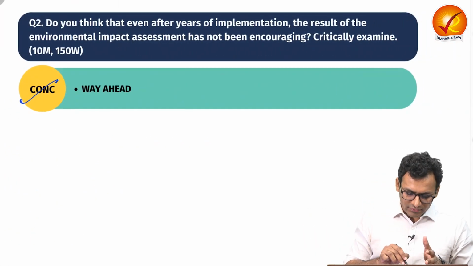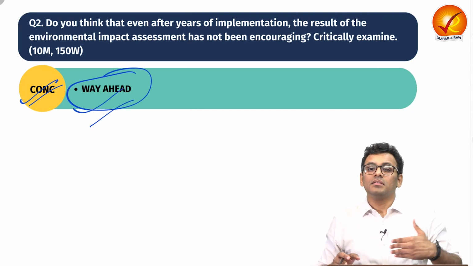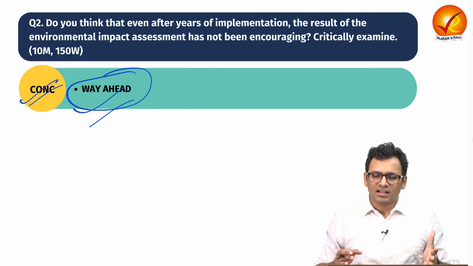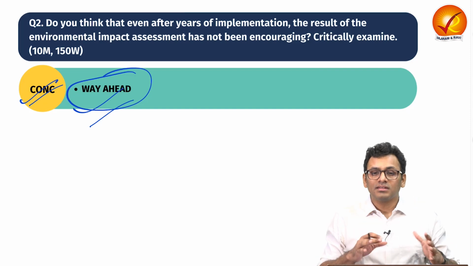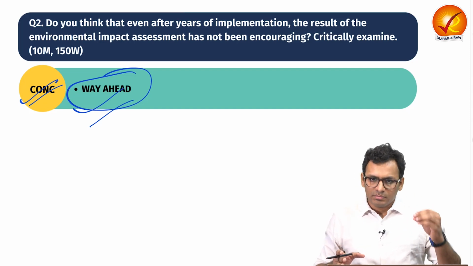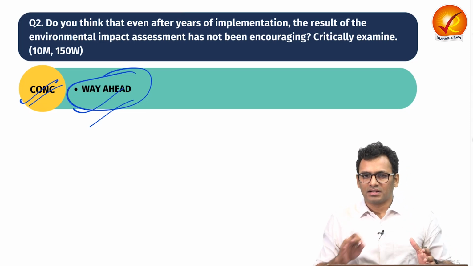Let us see what we can write in the conclusion. In the conclusion, you can talk about how EIA must be strengthened. There should be an element of transparency as well as accountability to ensure that environmental conservation is the primary goal, and the development debate is also there, but there should be a balance for the same. So that is something that you can write in question number 2.